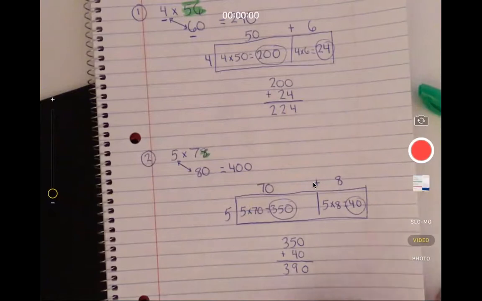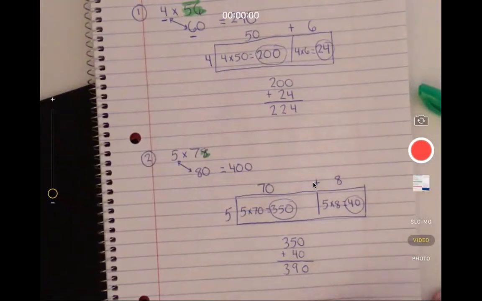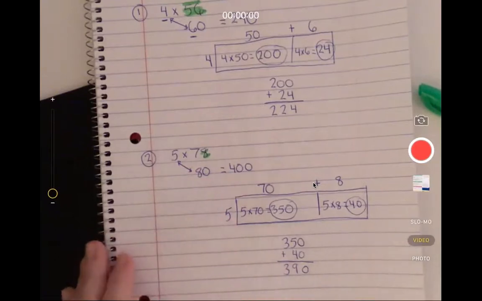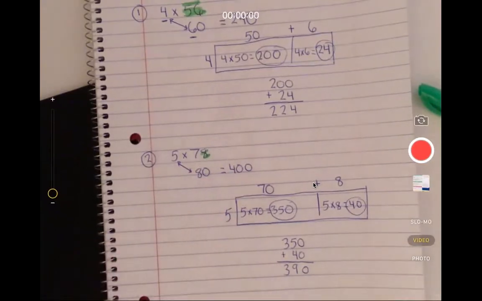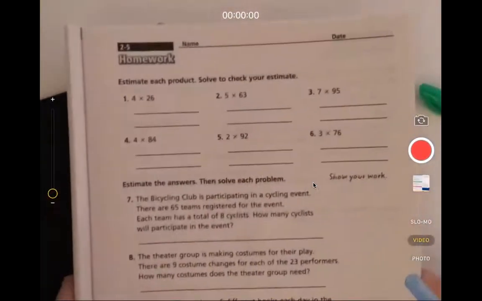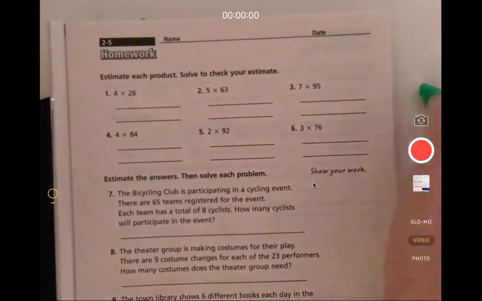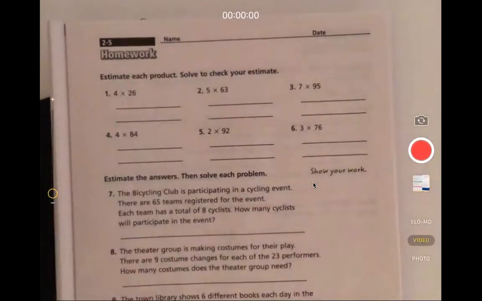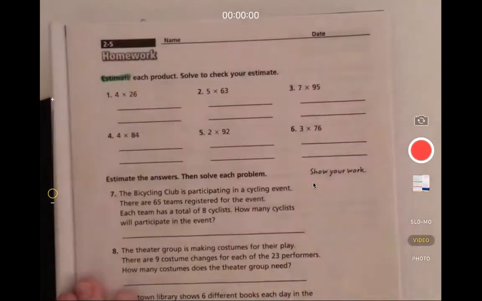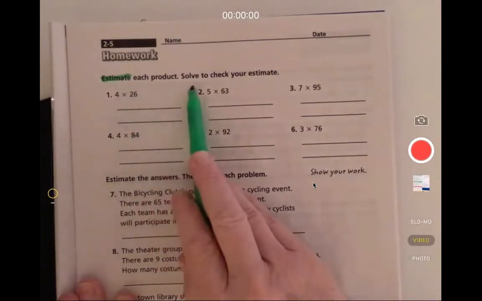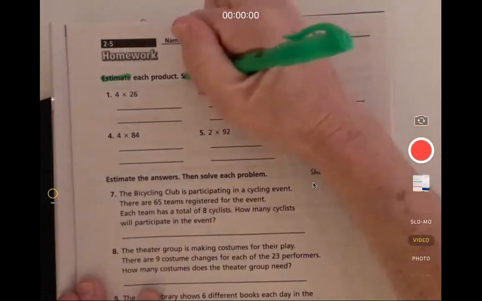Okay, so that's kind of a quick one. We're going to be doing more estimating using area models and checking ourselves in class today. So I wanted to show you the homework page that you are going to do independently. And again, when I look up at the directions, it uses that word estimate. So I'm going to highlight that. That's really important. It says estimate each product and solve to check your answer.